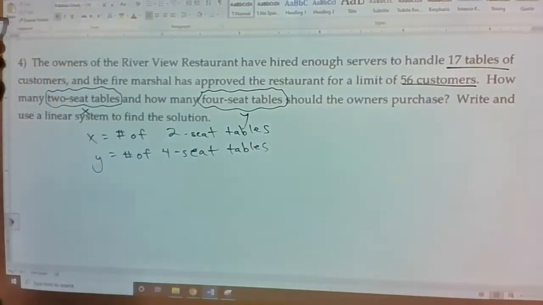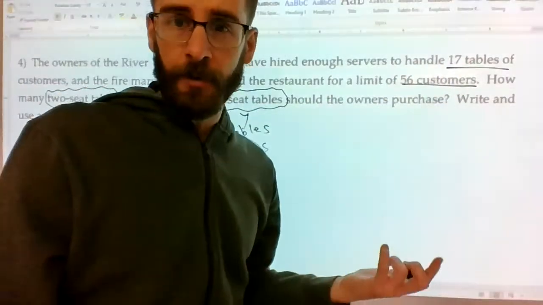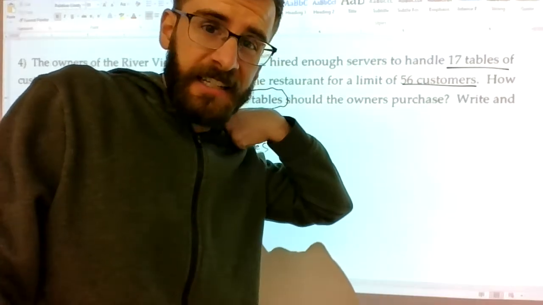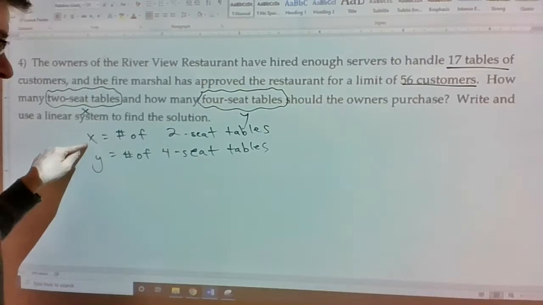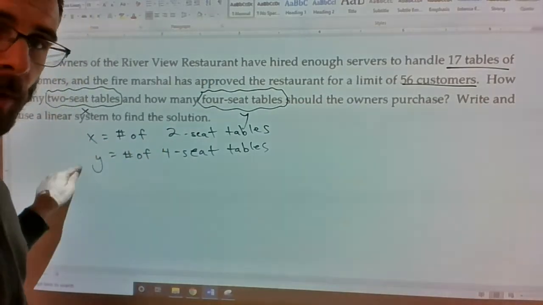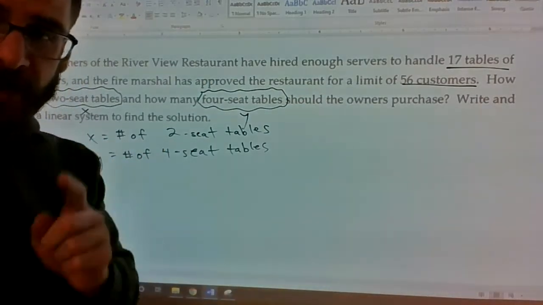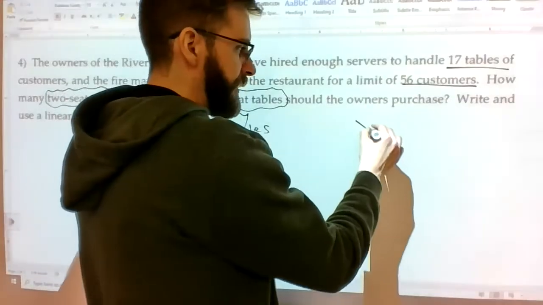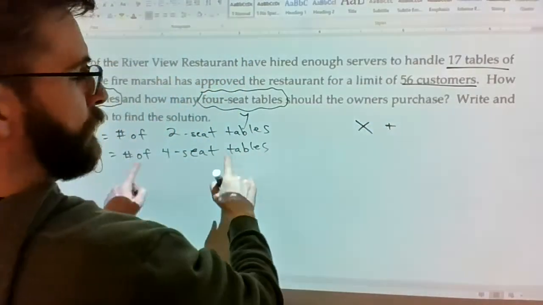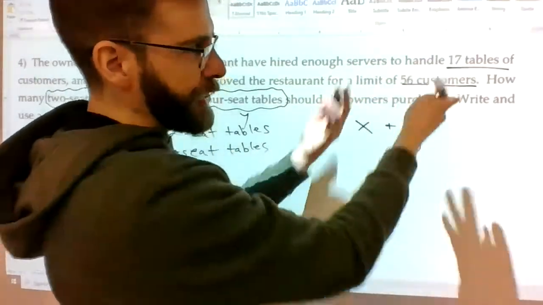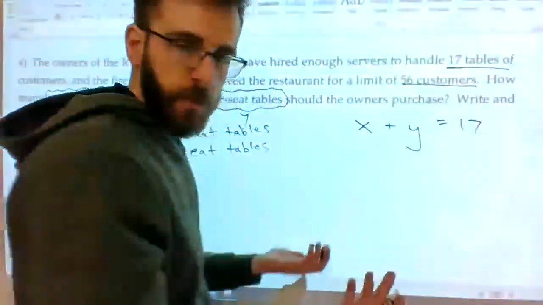Now, the first thing I see right away is that there's 17 tables. They're basically saying we're going to have 17 tables in this restaurant. Now, the tables are either X tables, 2-seaters, or Y tables, 4-seaters. So we got our first equation here. The number of 2-seat tables plus the number of 4-seat tables must yield the whole number of tables. X plus Y equals 17.